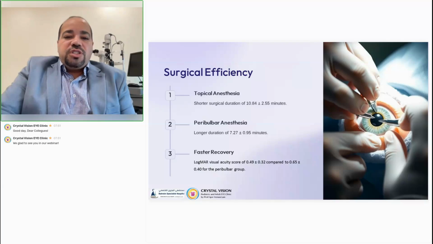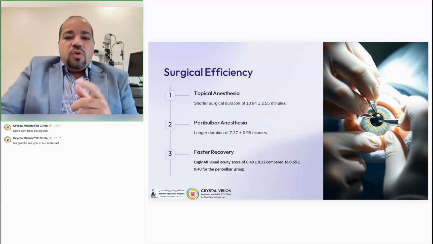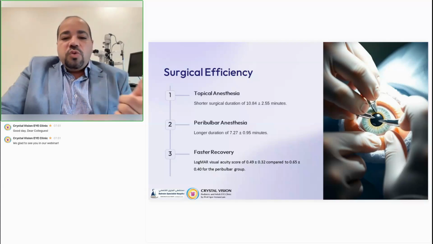For the surgical efficiency of the operation, with topical anesthesia the time of the operation usually takes about 10 minutes, while in peribulbar anesthesia it takes nearly double the time, more than 17 minutes for the operation. So the patient turnover will be double. So it is better to do it with topical anesthesia when you have a lot of patients. We must do it.